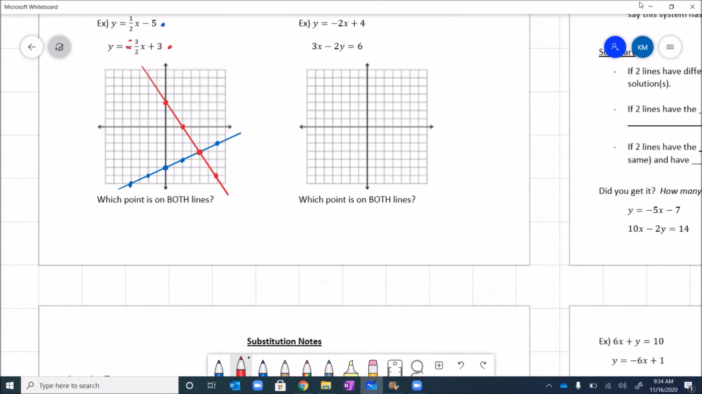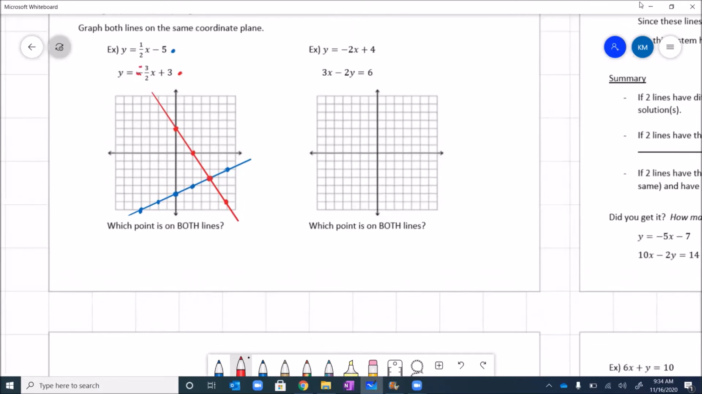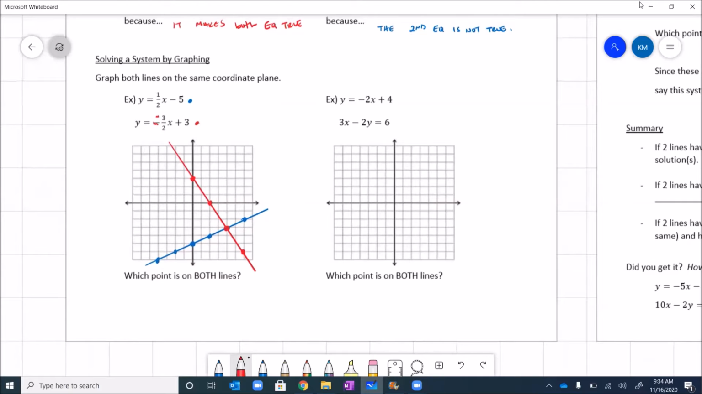All right, so which point is on both lines? You'll notice as we graphed both of these lines, that they do meet at a point, this point here. Okay, that coordinate would be 1, 2, 3, 4, 1, 2, 3. So that coordinate is at (4, -3).